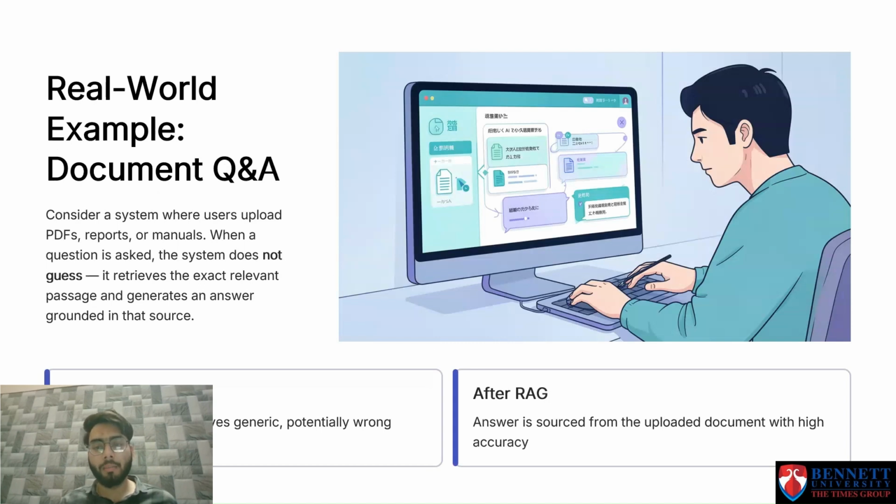Let us consider a practical example. Suppose a user uploads a document like notes or a research paper. When the user asks a question, the system does not generate an answer randomly. Instead, it retrieves the relevant sections from the document and uses them to generate the response. This significantly improves accuracy and makes the system more reliable.